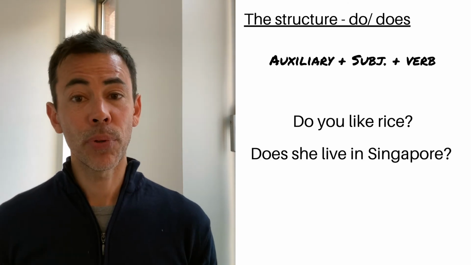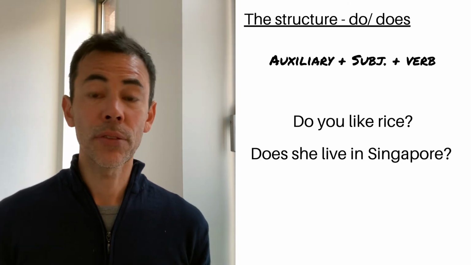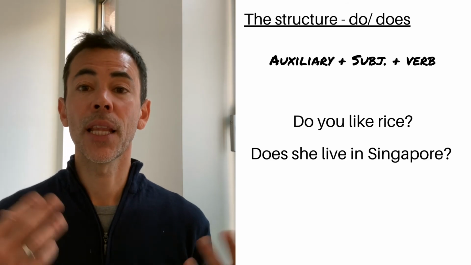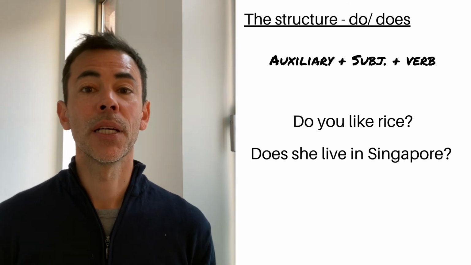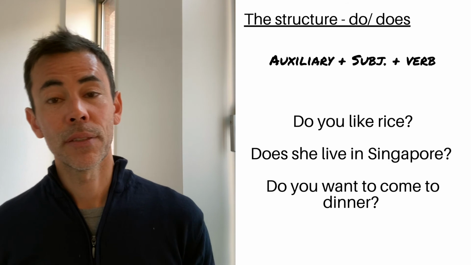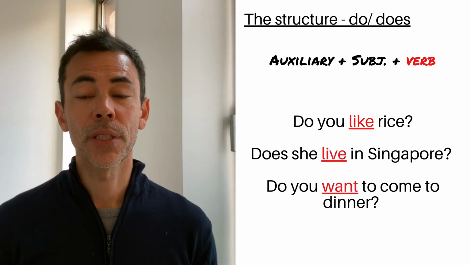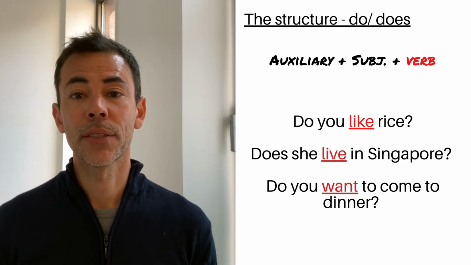Does she live in Singapore? Does, auxiliary, she, subject, live, main verb. Do you want to come to dinner? Want is the main verb in this case.